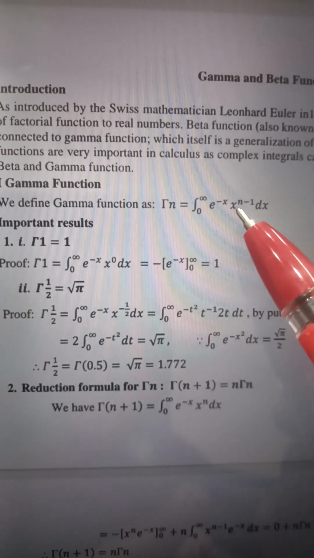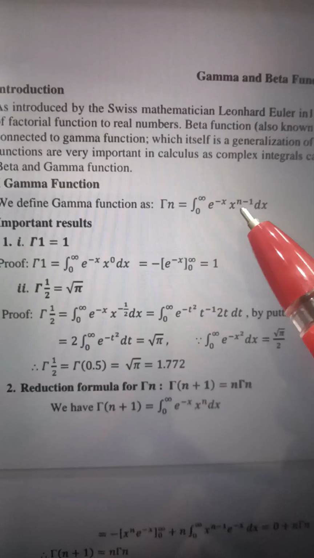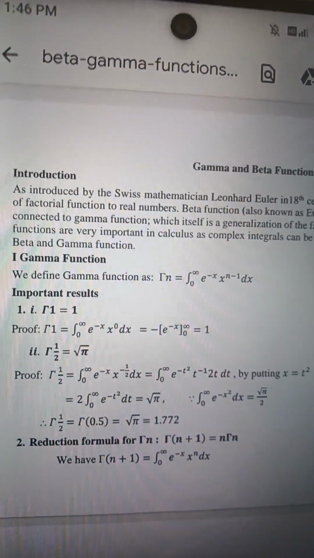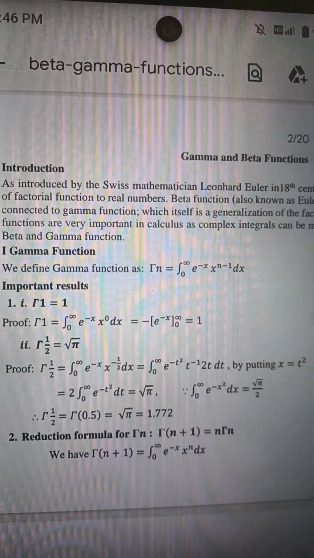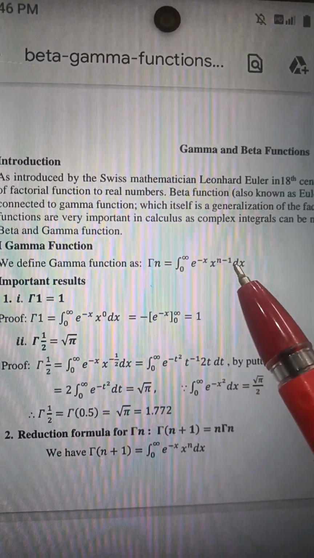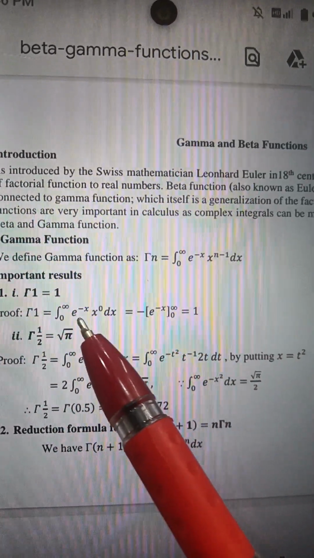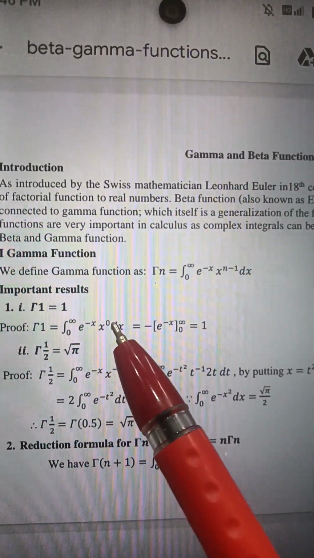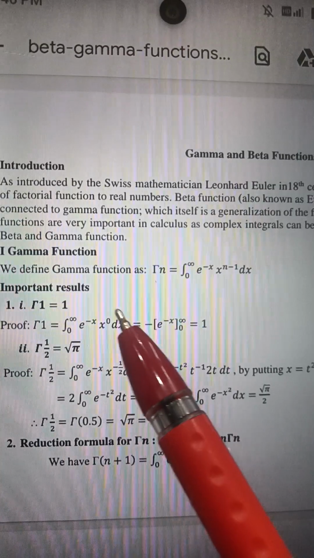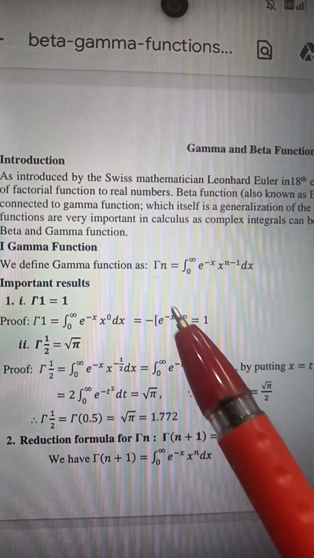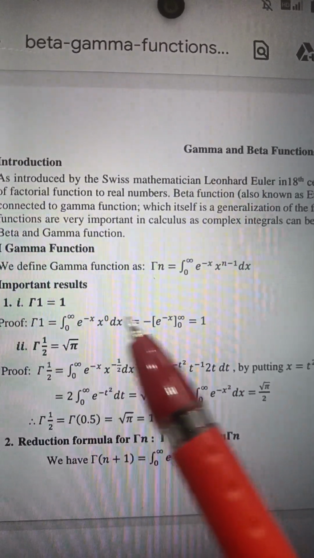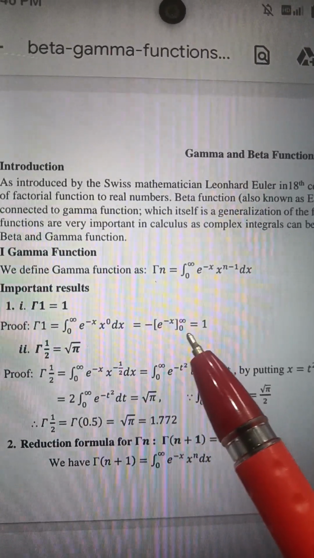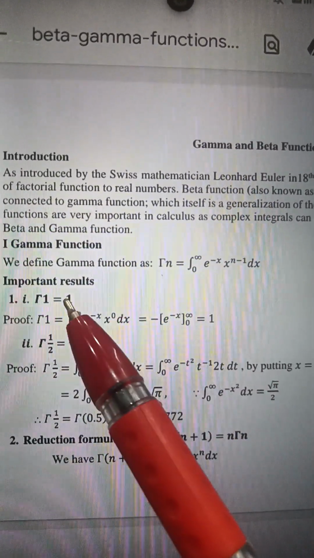So what we will do, we will put n equals to 1 in this. What we will get? 1 minus 1 is equals to 0. So integral 0 to infinity e to the power minus x, x to the power 0 dx. As you know, x to the power 0 is 1. So we will get like this. And if we integrate it, minus sign will come outside. So our result will be 1. I hope first result is clear.